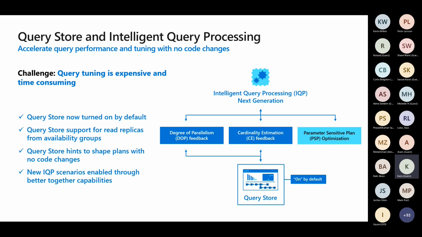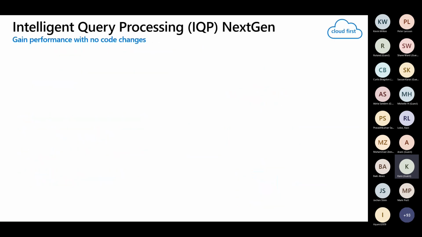Let's talk a little bit more about the expansive list of things we're doing in intelligent query processing, though, across the board. Notice also it says here two things at the top right-hand corner: cloud first, and gain performance with no code changes. So cloud first, because we often will do things in the cloud in Azure, then bring them to SQL Server.